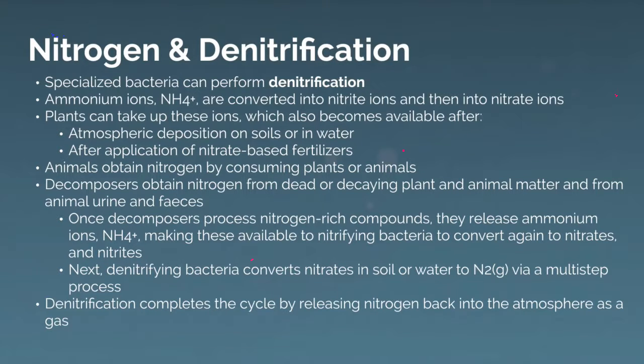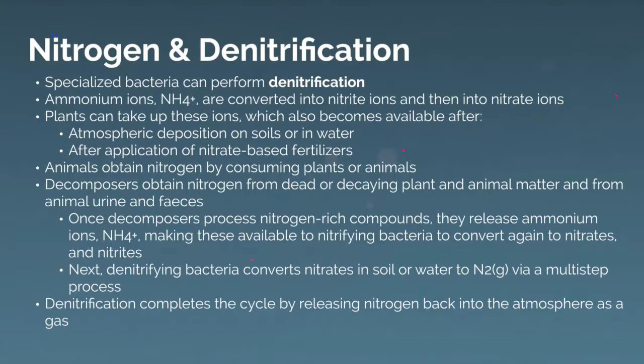Nitrification and denitrification. Specialized bacteria can perform nitrification. In this process, ammonium ions are converted into nitrite ions, and then they are converted into nitrate ions. Plants can take up these ions, which also become available after atmospheric deposition on soils or in water, or after application of nitrate-based fertilizers. Animals obtain the nitrogen they need by consuming plants or other animals.